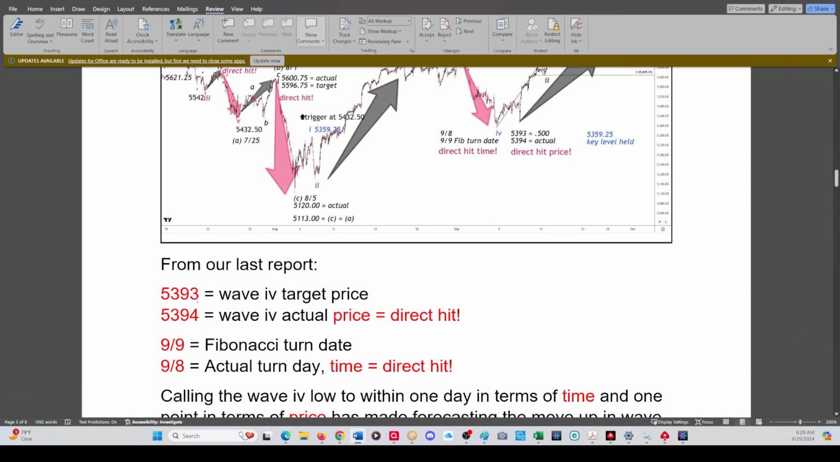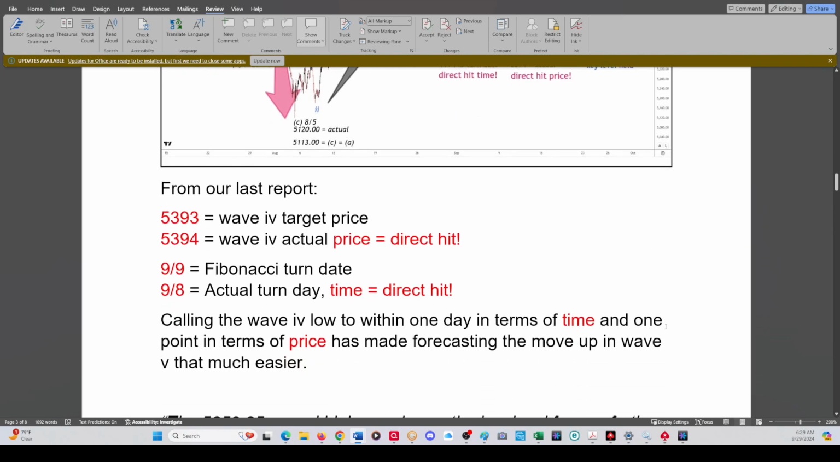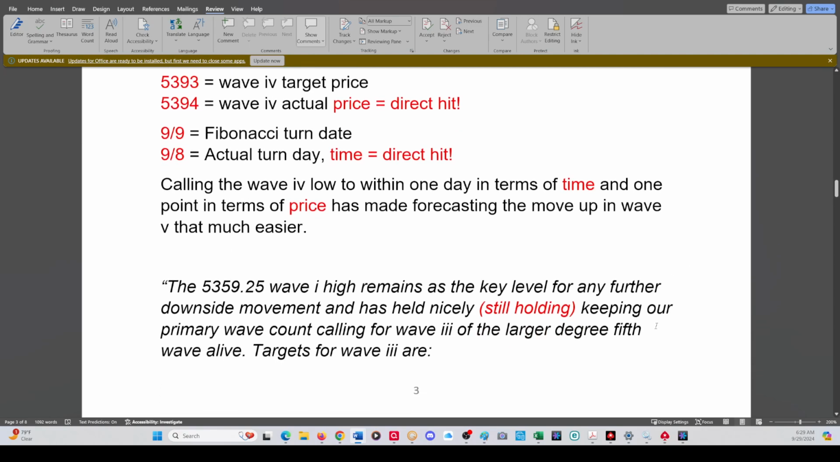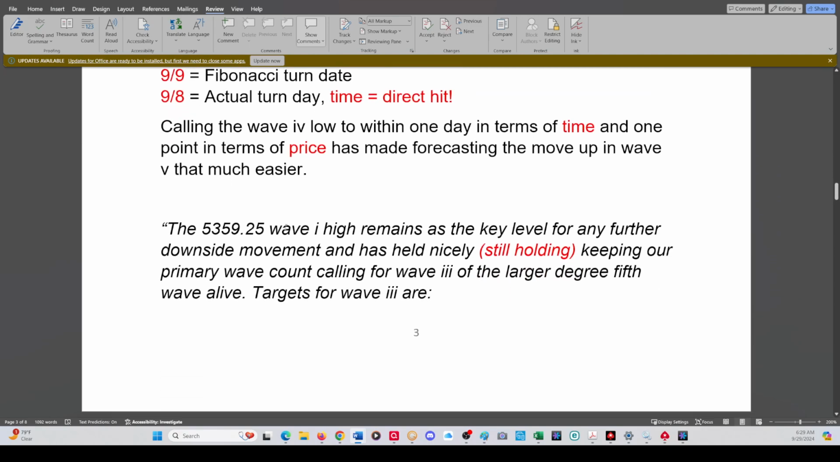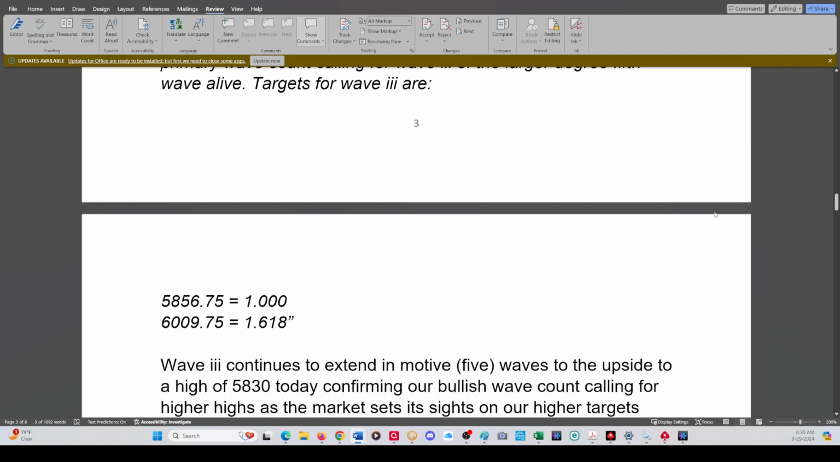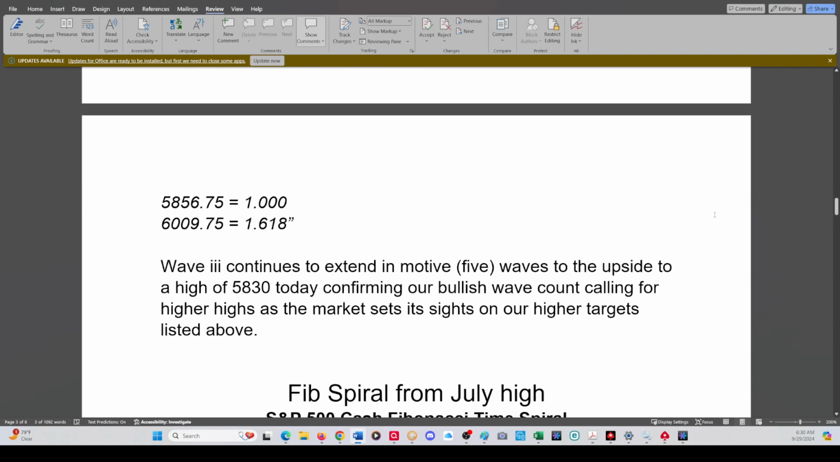Okay, there's our target price, 53.93. The actual was 53.94. Turn date 9/9. Actual turn date. Futures was not even a day, it was hours, because it went on a Sunday night, I believe that was. So that enabled us there. That level is still holding, that key level of 53.59 1/4, and there's our targets there.